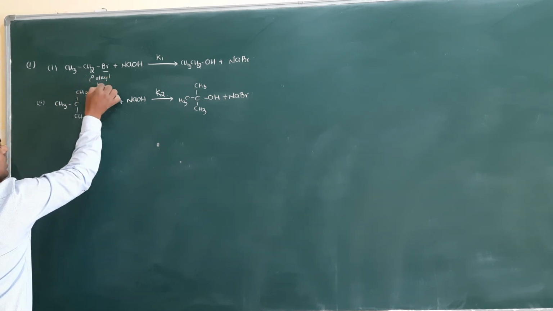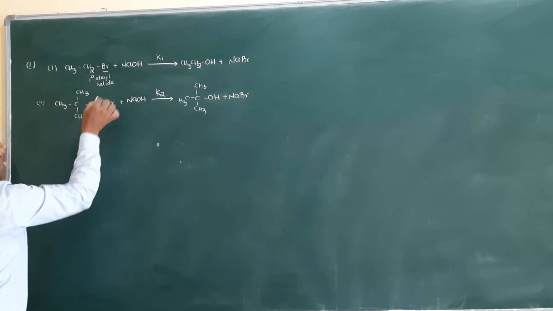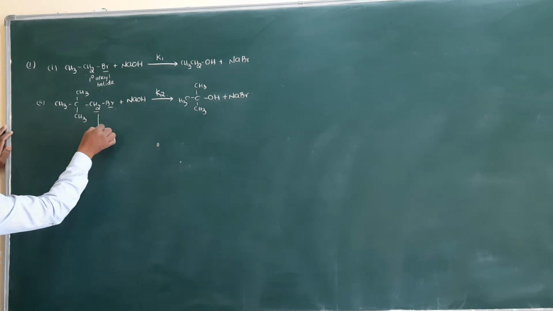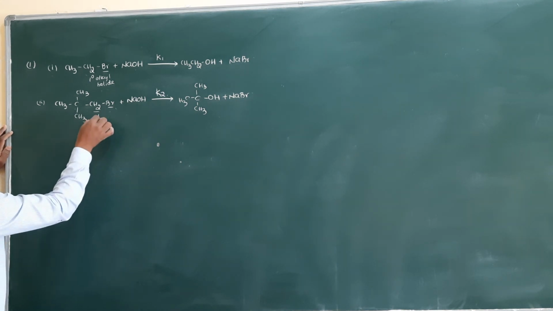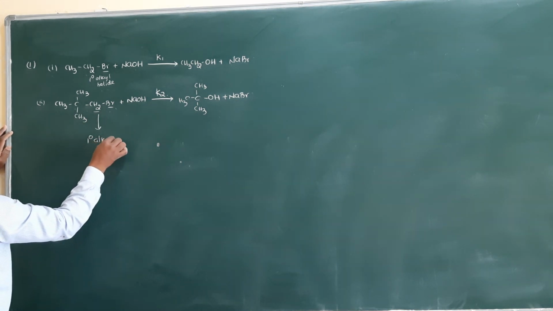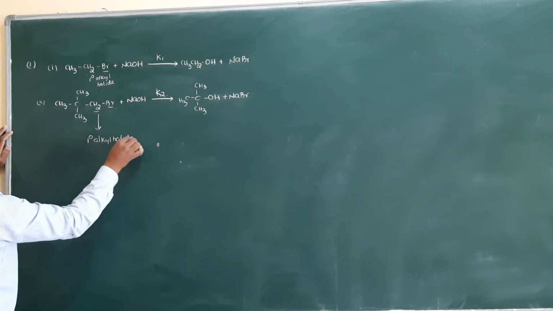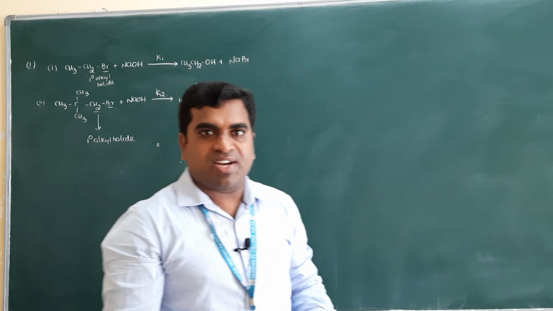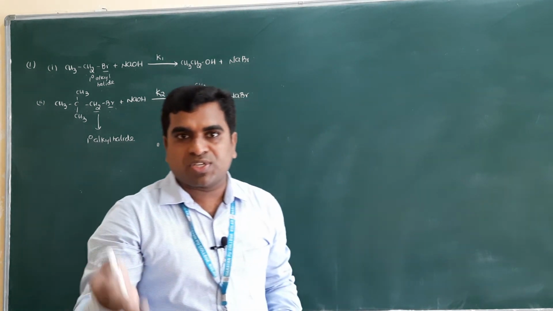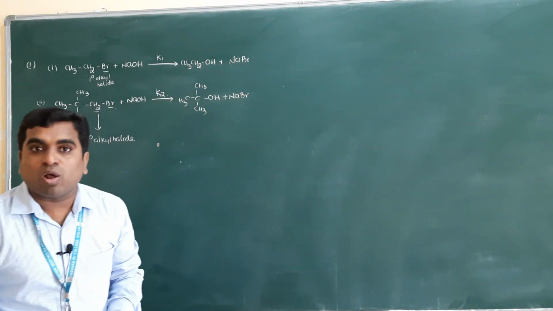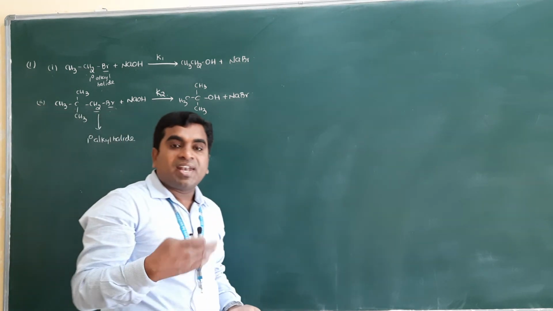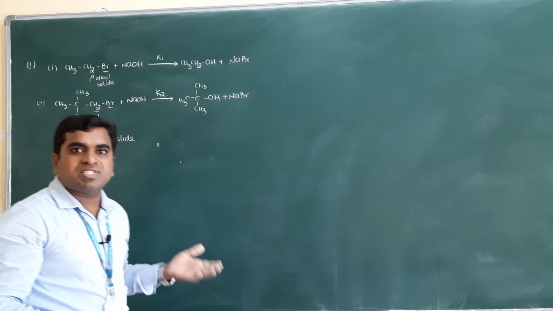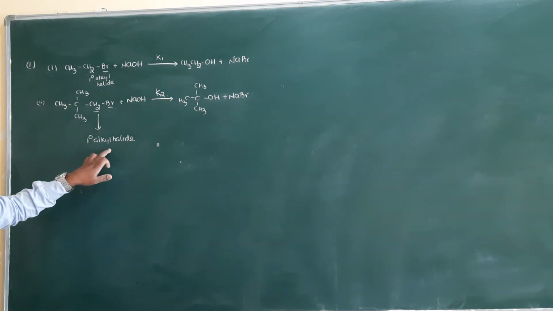Come to the second one. Here also, bromine is attached to CH2, so it is also a primary alkyl halide. You know that whenever primary alkyl halides are present in a nucleophilic substitution reaction, they follow the SN2 mechanism. Tertiary alkyl halides mean SN1 mechanism; primary alkyl halides mean SN2 mechanism. Both are primary only here.